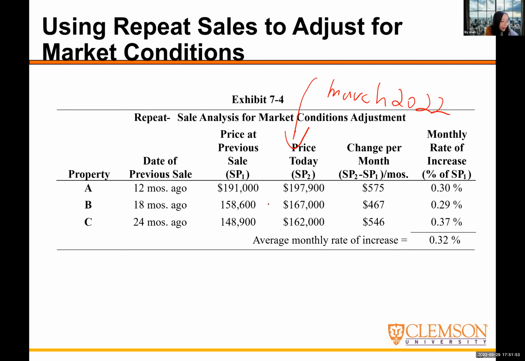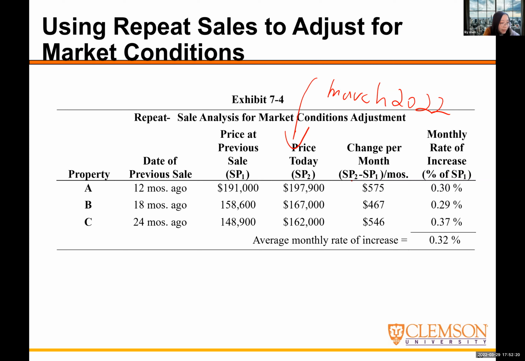So we have the transaction price, the sold price for each property in today's market. And we know that property A was sold 12 months ago. Property B was sold 18 months ago. Property C was sold 24 months ago. We know the price today, we know the price in the past. We really try to calculate the difference in price divided by the number of months that has passed to calculate the growth per month for that property.